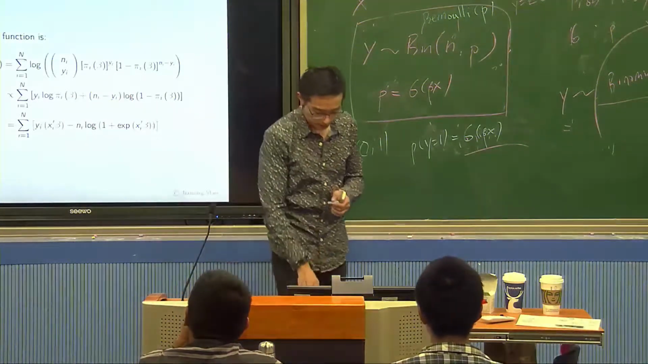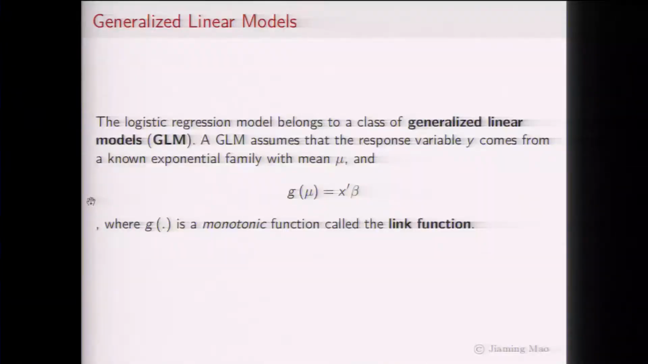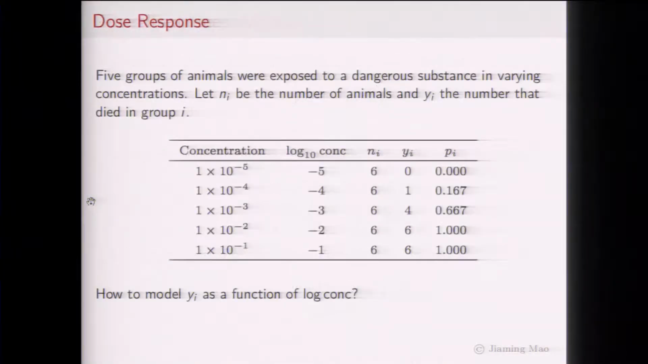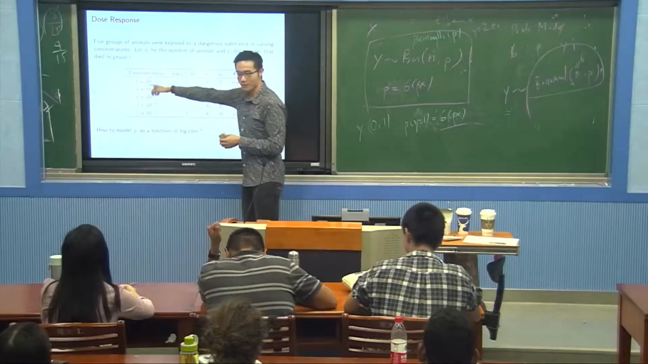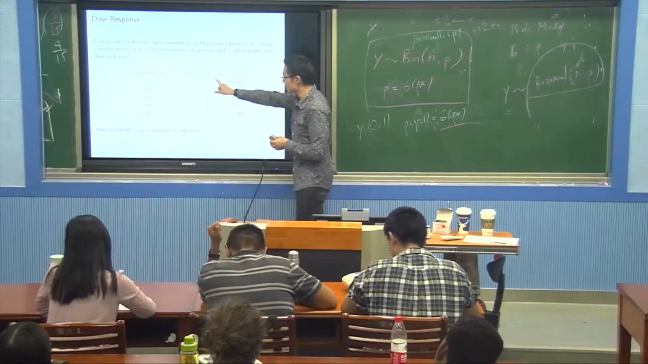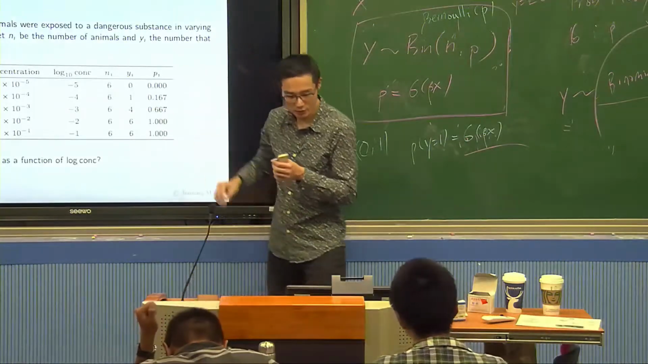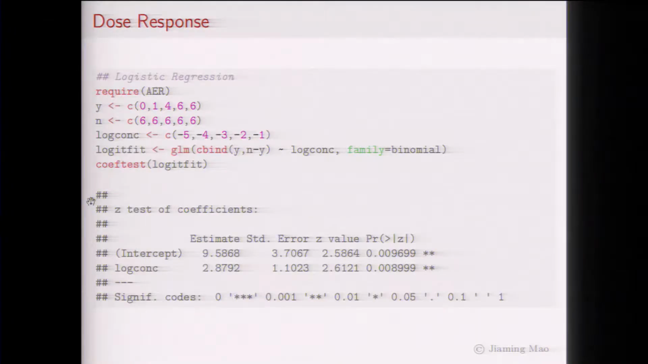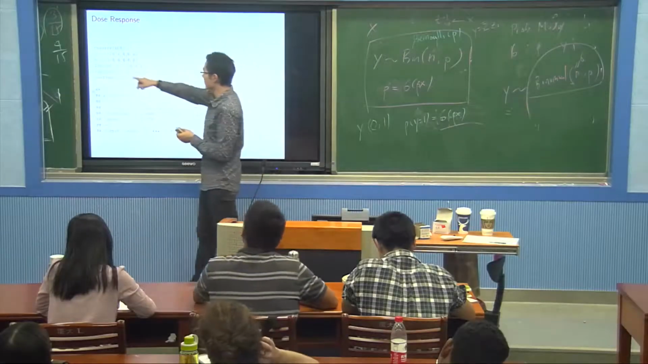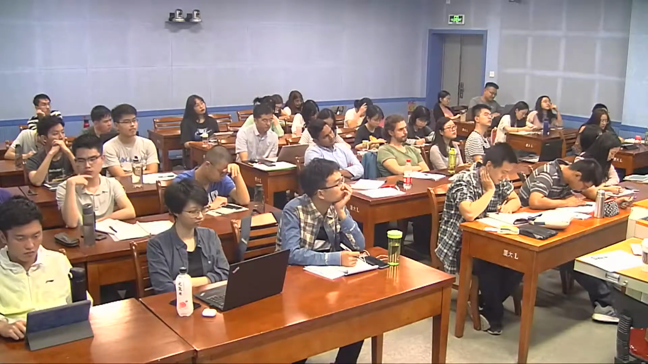Okay, so now, how do we do this in R? Let's try this problem. So this is our x, this is our y, this is the n. The n is the total number in each group. What we do in R is, let's say y is the amount of animals that die, n is the total amount of animals in each group, and x is log concentration.